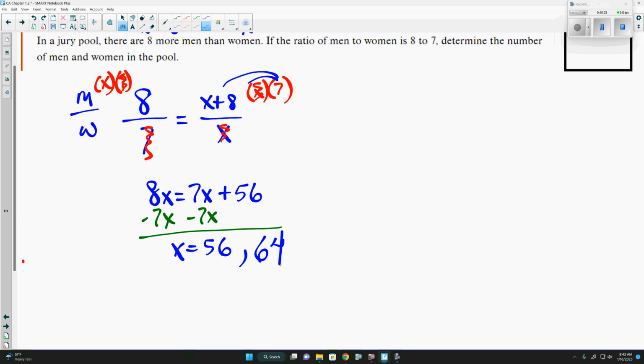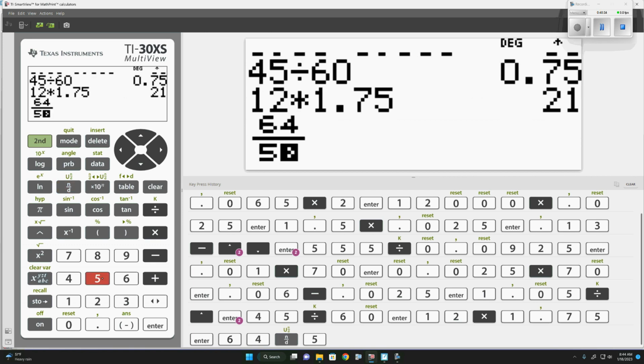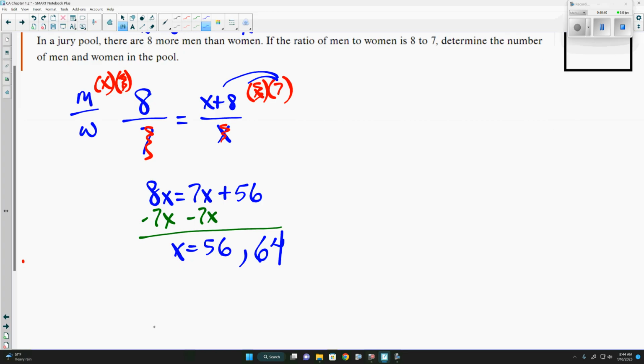Do these numbers make sense that the number of men is greater than the number of women? Yep. And if we wanted to, we could say 64 over 56. We get 8 to 7, which is the correct proportion. So that is our answer.